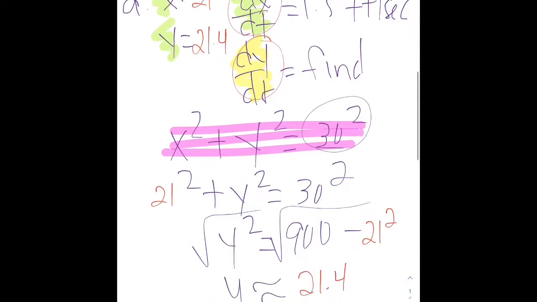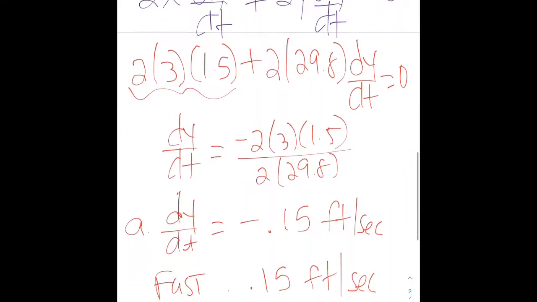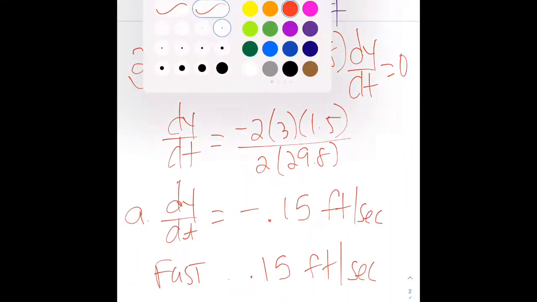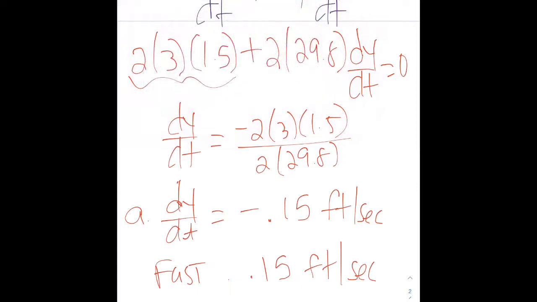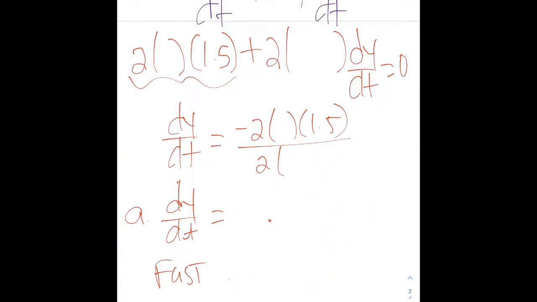When I differentiate, that does not change. What changes is the values that I will put in. So instead of that 3 and instead of that 29.8, what changes is I now have 21, and now I have 21.4.